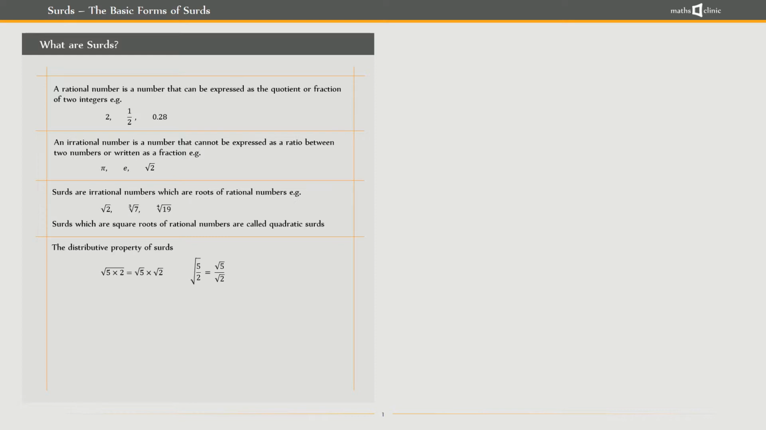Something very important to take note of: the distributive property does not apply when you're dealing with addition. So if you have the square root of 5 plus 2, and I need you to pay very close attention here, it does not equal the square root of 5 plus the square root of 2. This pretty much can't be done. But we would be addressing this later on in the lesson.